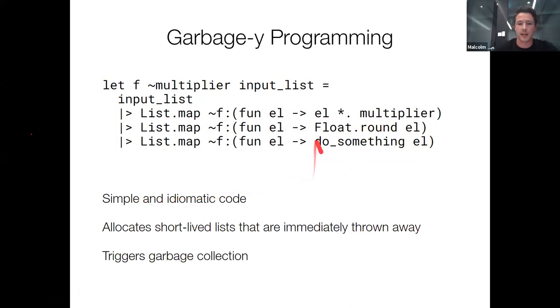Like I said, this is really simple idiomatic code. This is totally fine to write in almost all applications, but the thing is, this is an instance of what we call garbagey programming. It's gonna allocate a lot of short-lived values that are immediately thrown away. We're gonna map over the list, multiply everything, and that produces a new list. Then we're gonna map over the list again, round everything, and it produces another list. And every time we allocate, we're creating garbage. These are values that, when they're not used anymore, are thrown away. They need to be collected. So this is an important thing to think about when we're writing performance code.